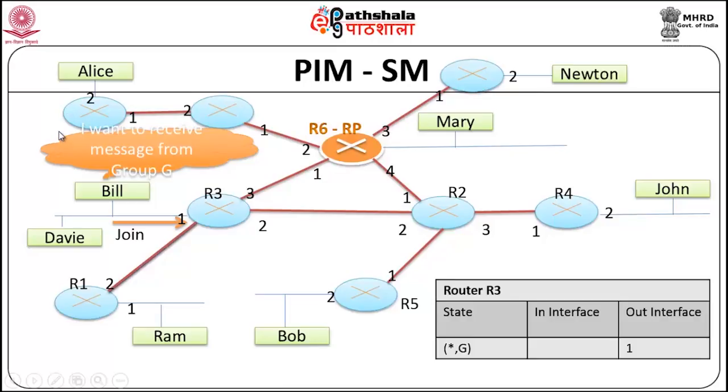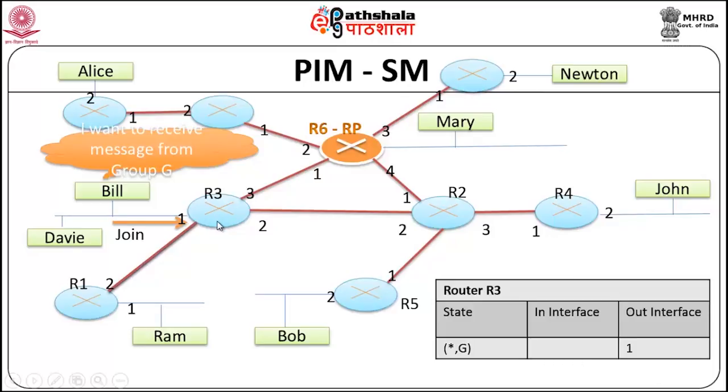Now Bill wants to join a multicast group called G. So Bill sends a message saying I want to join this group G. That information goes to R3. At R3 an entry is made, a state is created saying that star comma G is what it is interested in, a star comma G entry, and the out interface for that is set as 1. So it knows that if R3 receives a packet meant for star comma G with this multicast address, anybody could be the source, it will send it out on this port 1, so that it will reach Bill. That is what happens at this very first step.